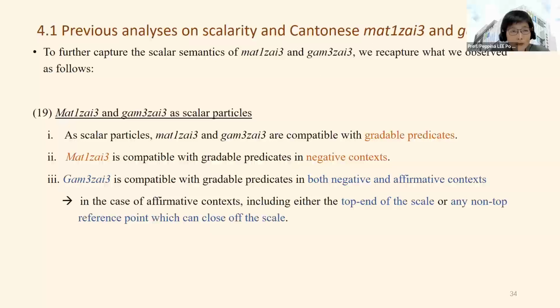In order to further capture the scalar semantics of Mazai and Gamzai, we recapture what we observed so far. Mazai and Gamzai, we hypothesize, are scalar particles. First, as scalar particles, the two are compatible with gradable predicates. The second one, Mazai is compatible with gradable predicates in negative context. And then third, Gamzai is compatible with gradable predicates in both negative and affirmative context. In case of affirmative context, it can include the top end of the scale or any non-top reference point which can close off the scale. So this is a picture which we will be showing you now.